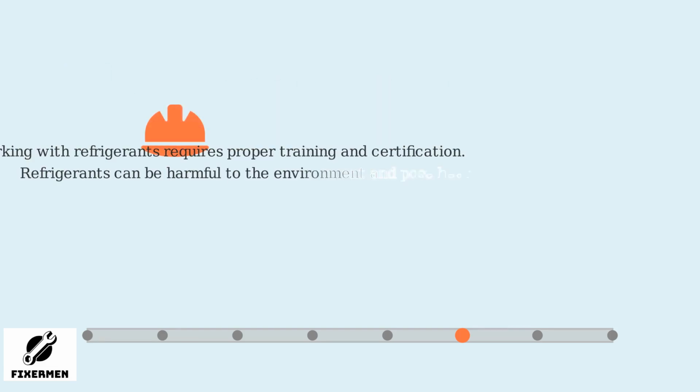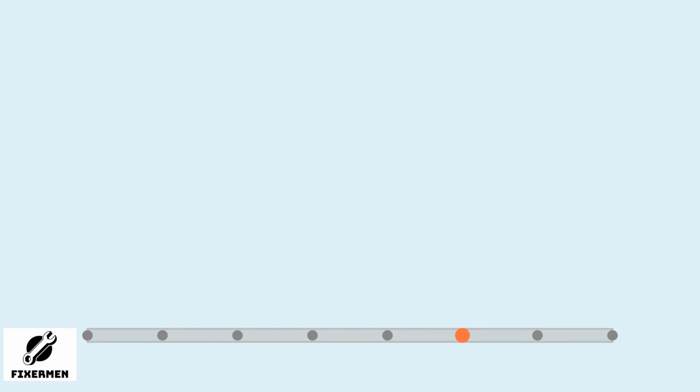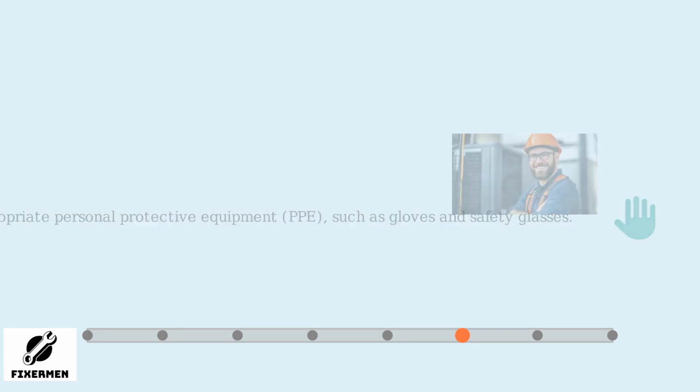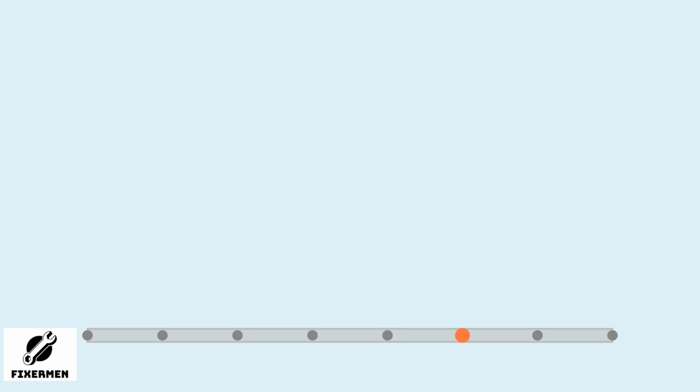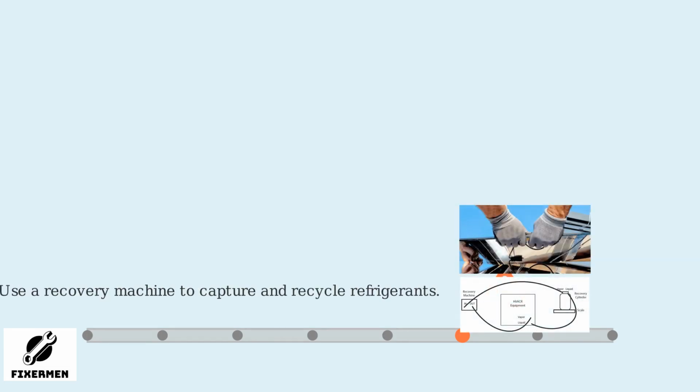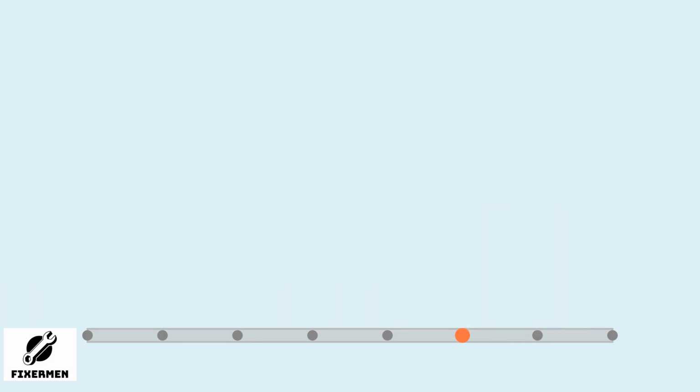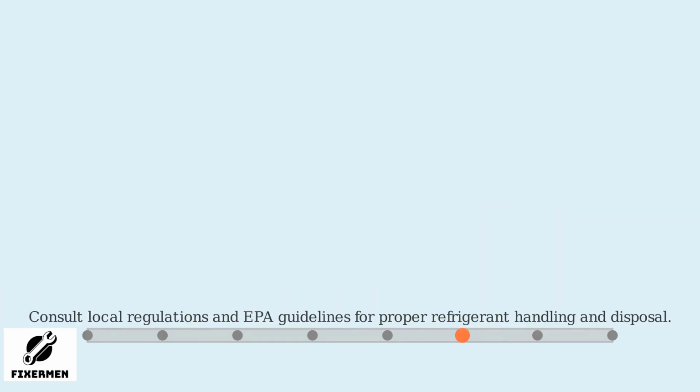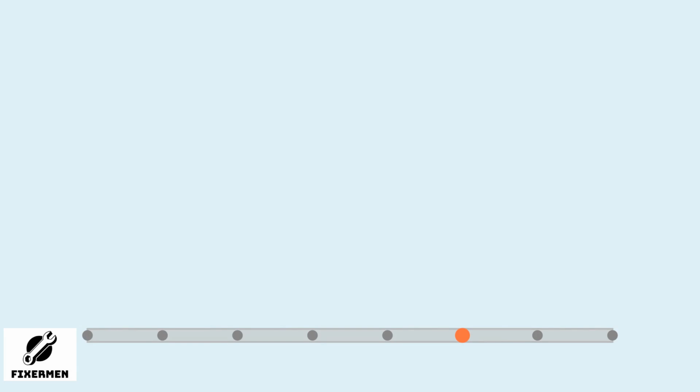Refrigerants can be harmful to the environment and pose health risks if handled improperly, including potential for toxicity or burns. Always wear appropriate personal protective equipment, PPE, such as gloves and safety glasses to protect against exposure. Never release refrigerants into the atmosphere, as this contributes to environmental damage and is illegal. Use a recovery machine to capture and recycle refrigerants properly. Consult local regulations and EPA guidelines for proper refrigerant handling and disposal to ensure compliance and safety.